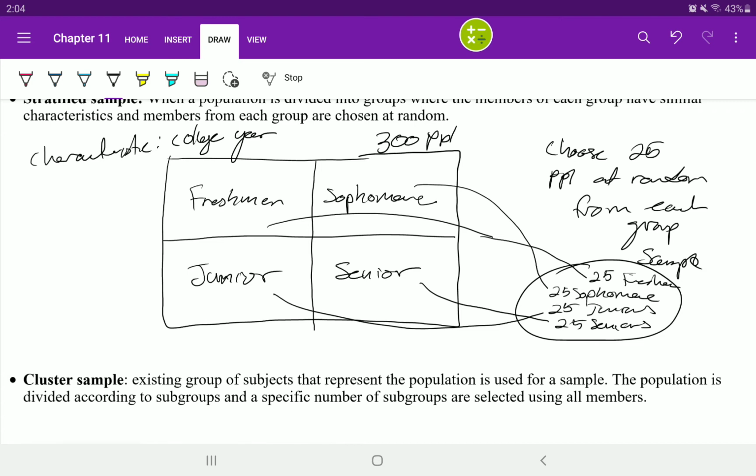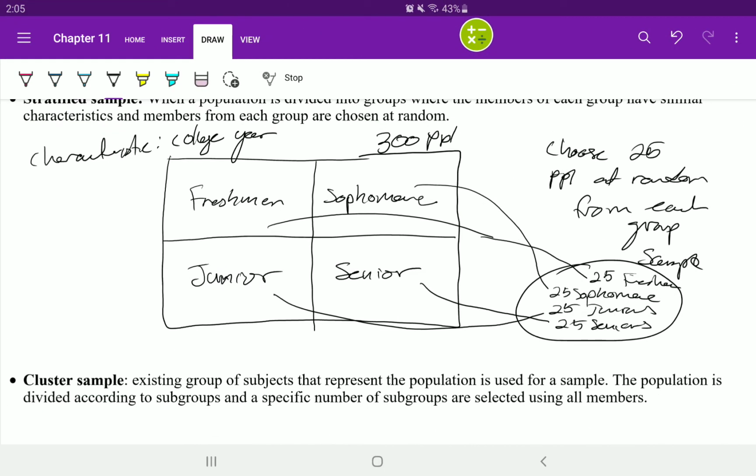I also want to mention that it doesn't have to be the same number from every group. It could have been 25 freshmen, 20 sophomores, 30 juniors, and 20 seniors. And also, when I divide my 300 people, I don't mean that 75 is a part of each group. There can be 80 freshmen in total, 60 seniors, 30 juniors, and the rest of them could be sophomores. It doesn't have to be the same value for every subgroup.